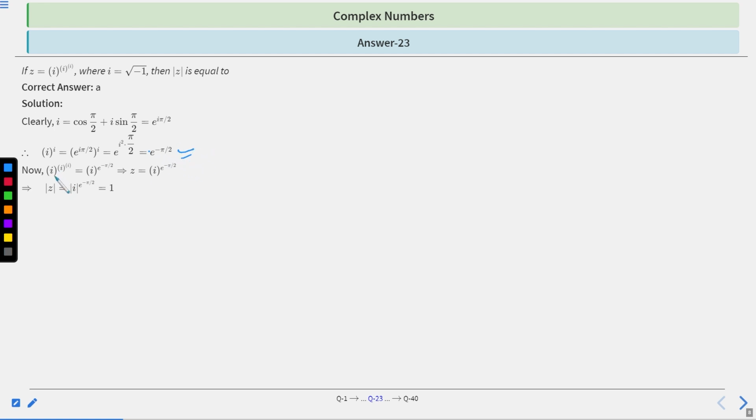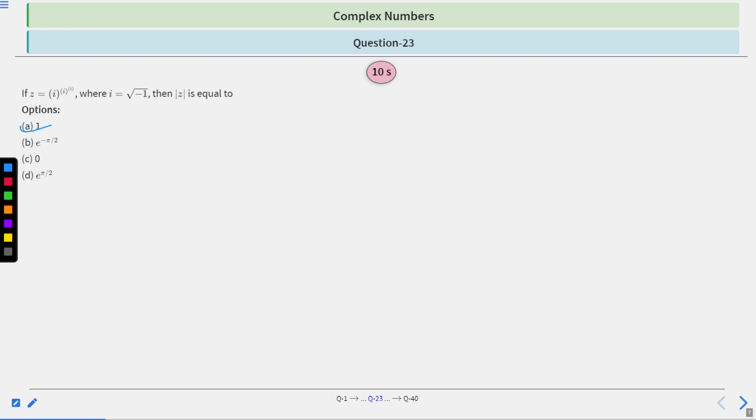Now we have to calculate iota to the power iota to the power iota. And iota to the power iota we know, so it is iota to the power e to the power minus pi by 2, because iota to the power iota is e to the power minus pi by 2. Now, z is basically iota to the power e to the power minus pi by 2, right? So now we have to calculate mod z. So mod z will be equal to mod iota to the power e to the power minus pi by 2. Now, we know that mod of iota is 1. So 1 to the power some constant is equal to 1. So option A will be the right choice, which is 1.